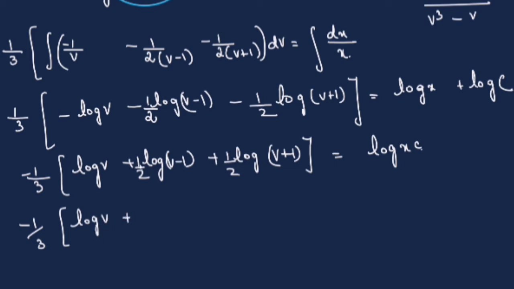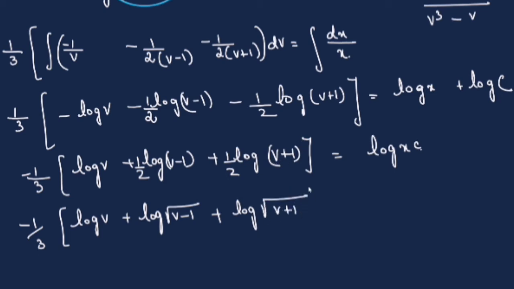Apply the power rule here. This half goes to the power. So this will become log v minus 1 to the power half, that means root of v minus 1, plus log. This half goes here, it will become v plus 1 the whole power half. That is nothing but root of v plus 1, is equal to log x into c.